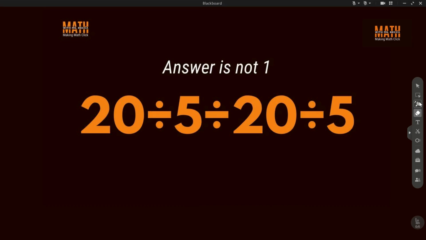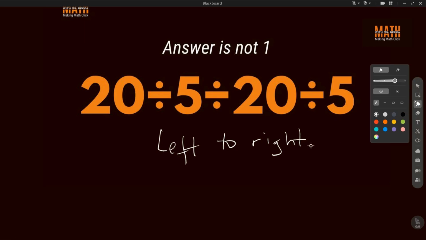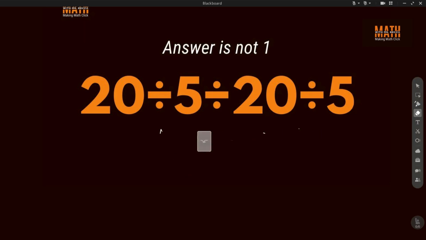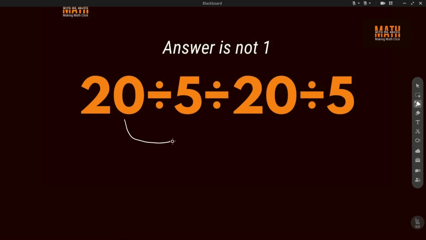So whenever you see any question like this, you don't solve that way. Instead, you solve from left to right, since we have just one operation all through. So you solve from left to right. That means we have to first divide 20 by 5. Now let's solve it. 20 divided by 5, this gives 4. So we are left with 4 divided by 20, then divided by 5.